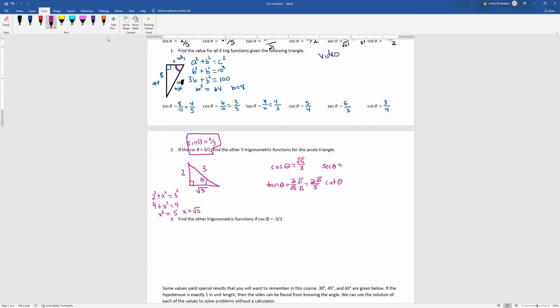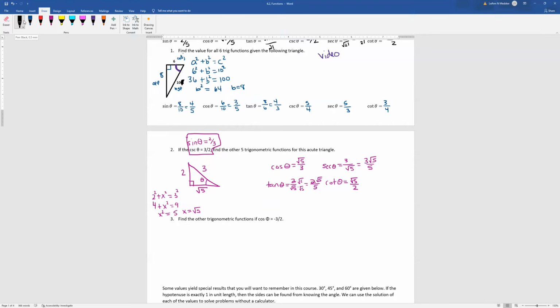Secant is going to be the reciprocal of cosine. So that's 3 over square root of 5, or rationalized, it's 3 square root of 5 over 5. And for cotangent, instead of flipping it here where the radical is going to end up in the bottom again, you want to use the 2 over square root of 5 before we rationalized it. So that's going to be square root of 5 over 2. So there are the other 4 plus the one we got from this being inverses. So that's the 5 trig functions we were looking for.